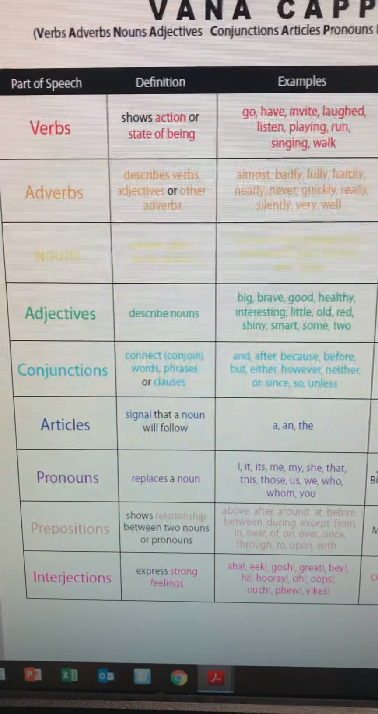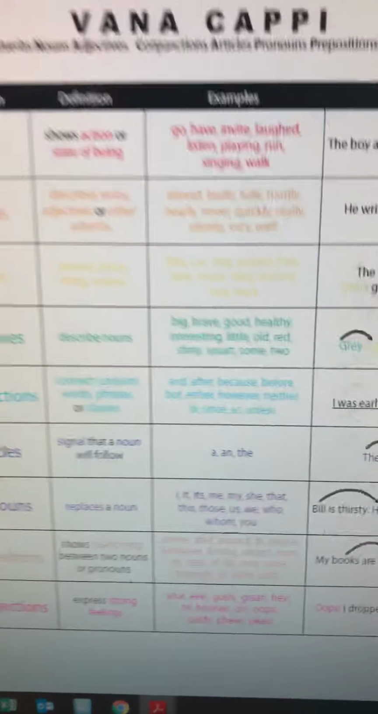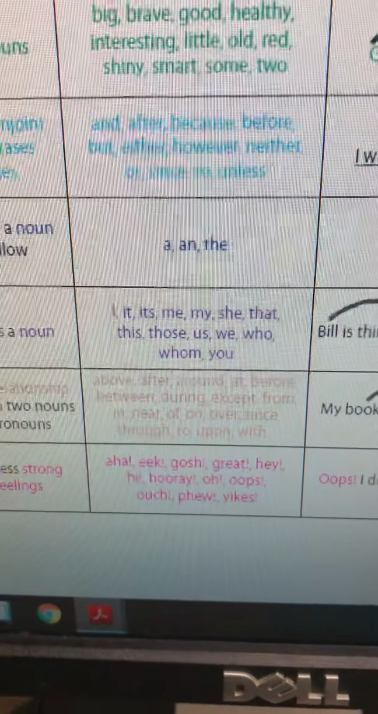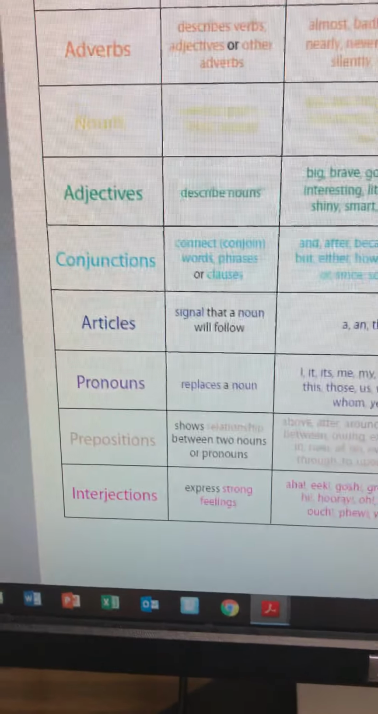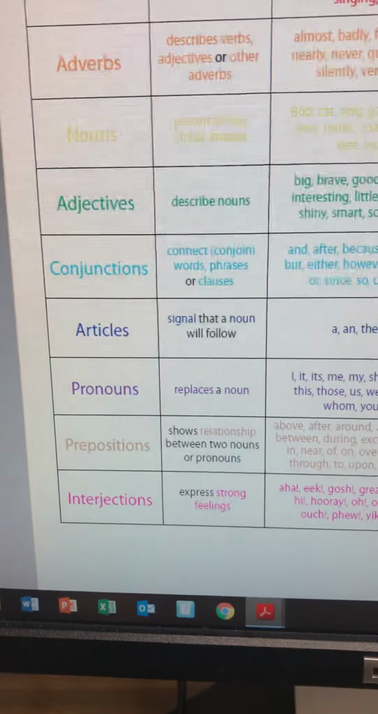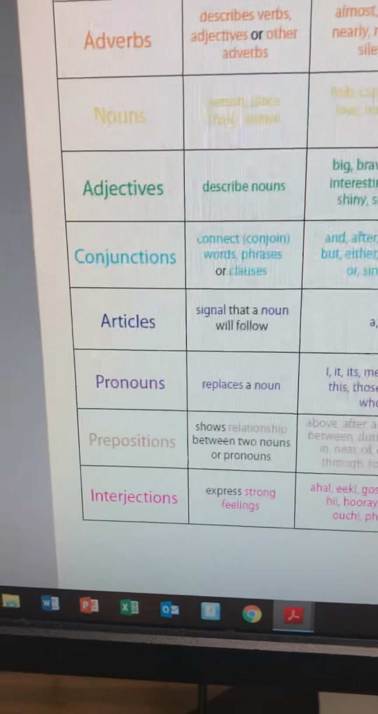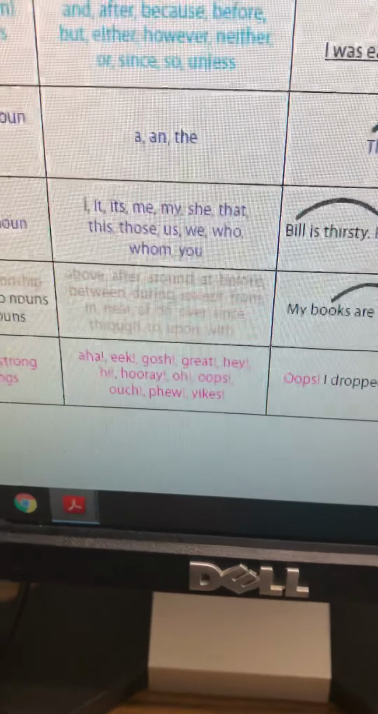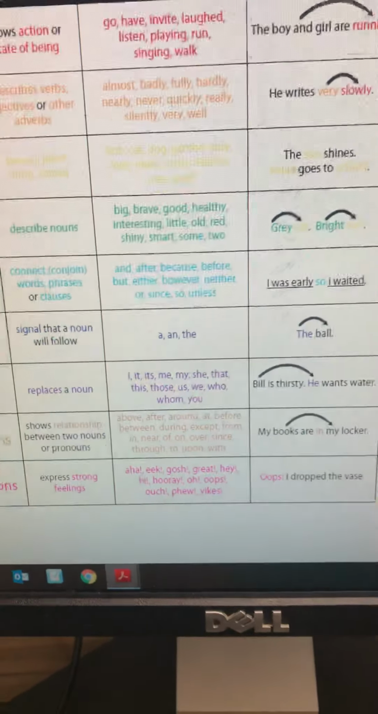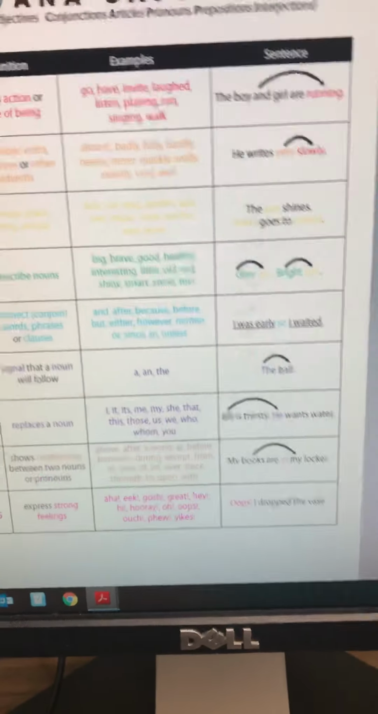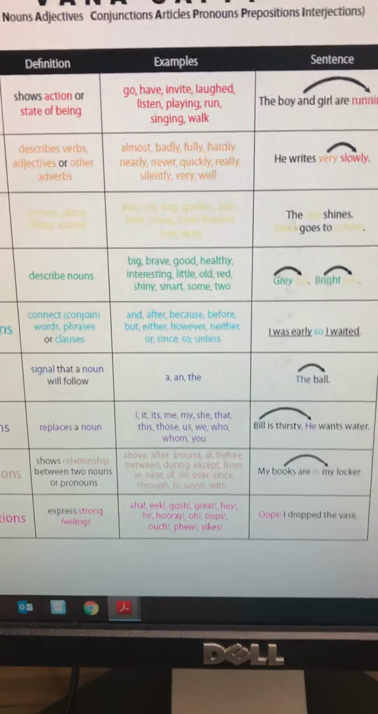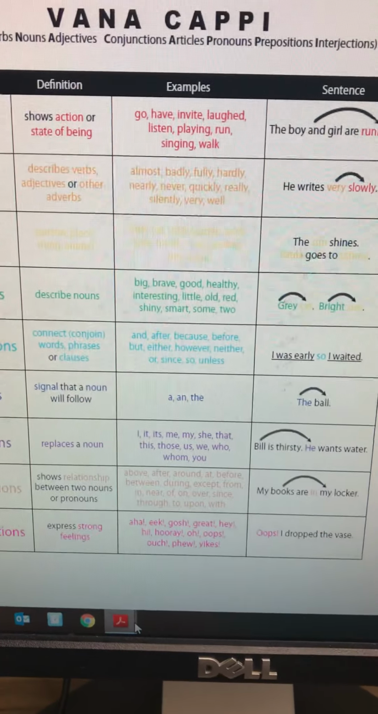Prepositions show placement. Okay, so for example, above, after, around, before, it's telling you placement of how it relates to something else. And interjections express strong feelings. So, eek, gosh, great. All of those things are interjections when you're just kind of going in your speech to express an emotion or thought.